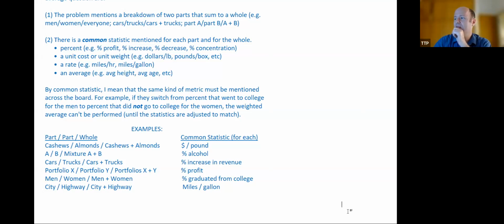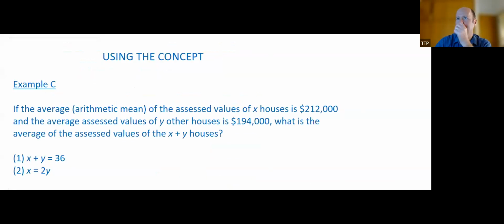All right. So let's talk a little bit about using this concept. Let's do a problem. Go ahead and take a couple of minutes to do that problem. It's a DS question, obviously.